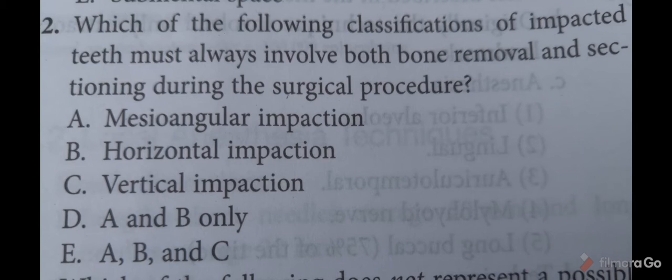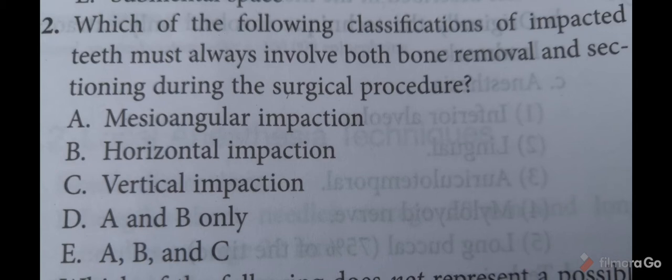See, when you have a mesioangular case, even without sectioning, we can remove, because if it's not involving the ramus of the mandible so much, the sectioning is not needed. Sectioning of the tooth is not needed. Only the bone removal is more than enough to remove the mesioangular impacted case. A horizontal, you need to section the tooth. That is one thing. Vertical, it may or may not need sectioning, but bone removal is more than enough for vertical impaction in certain cases.